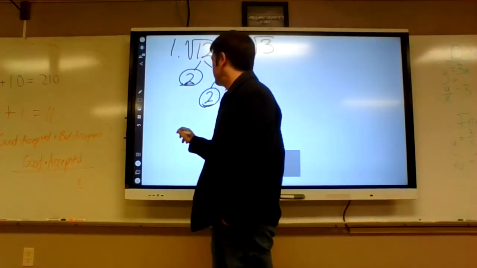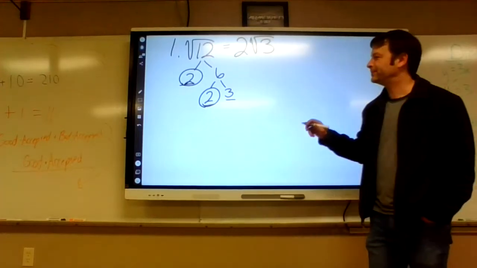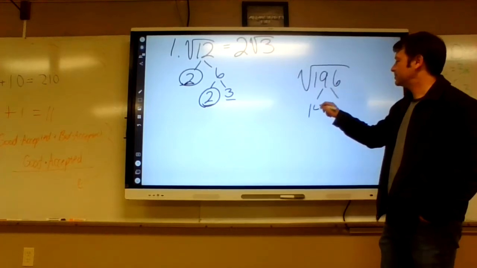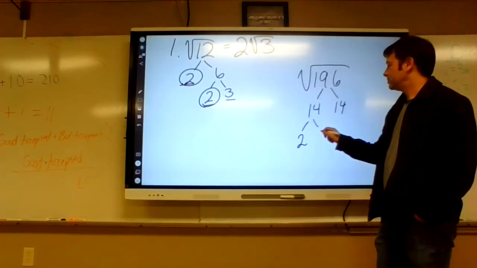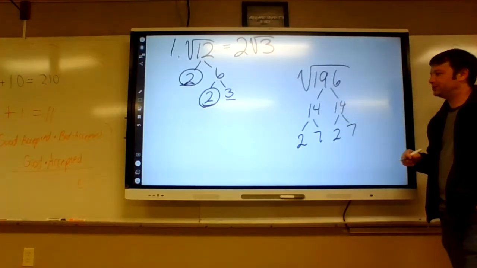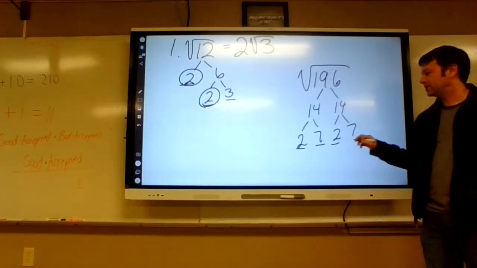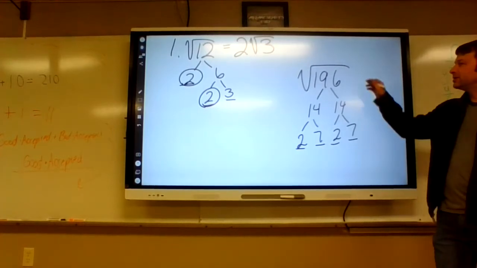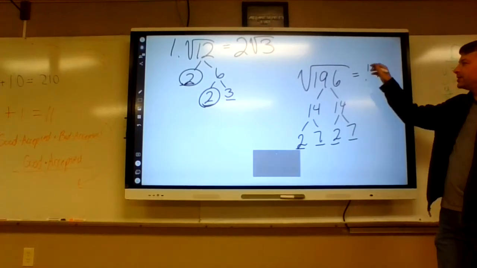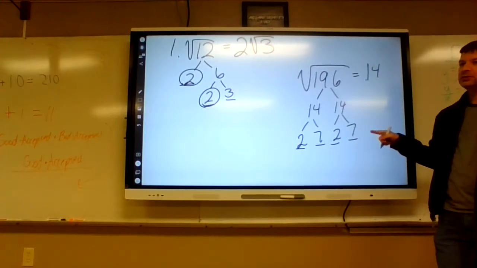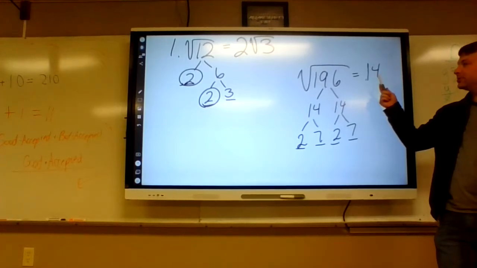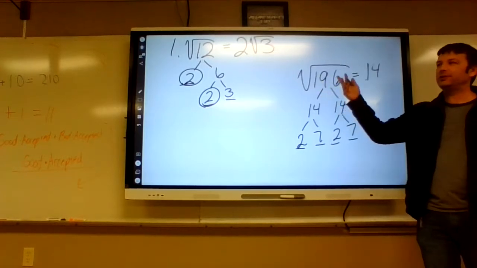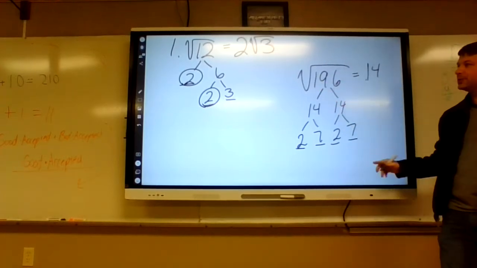Alright. Oh, I've got a question for you. What if we were doing the square root of 196? And we get 2 times 7. What does that mean? 2 times 7 is 14. And what if nothing's left behind? It's just exactly 14. That's what it means. So this one we could just plug into our calculator, and all calculators would know that one is 14.